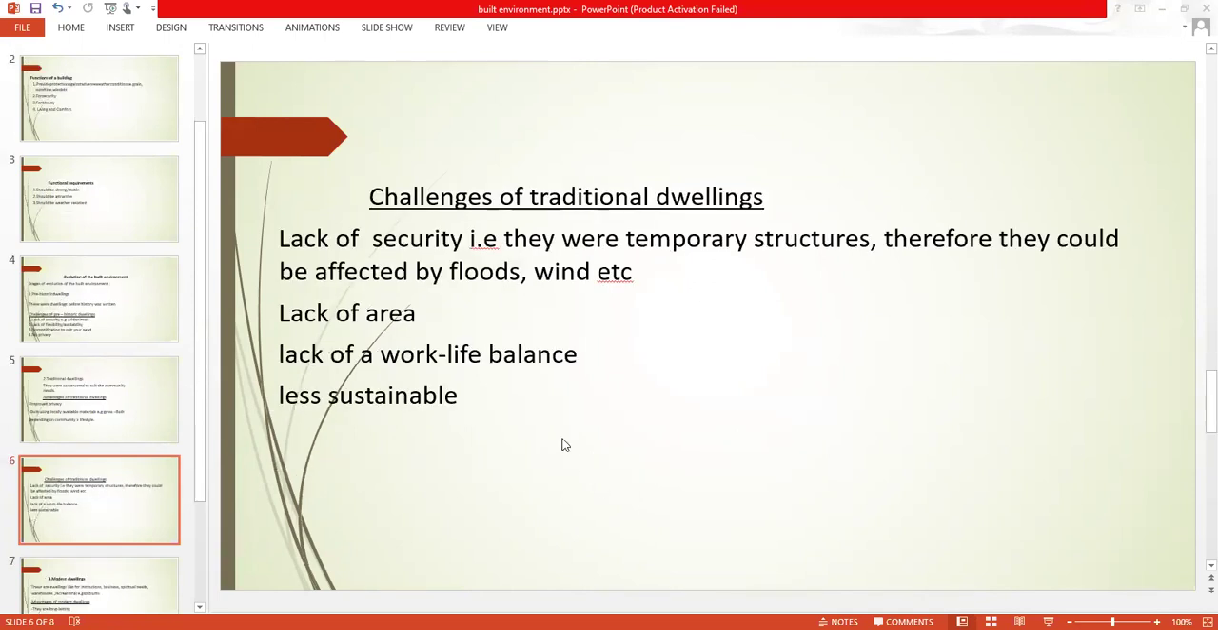Then we have challenges of traditional dwellings. So some, like the manyata, can have lack of security because it is just a small thatched house. These are temporary structures, therefore they could be affected by floods, wind, and also by wild animals. Then we have lack of area. In traditional dwellings, we have congested people at one place, so you will not have enough land.